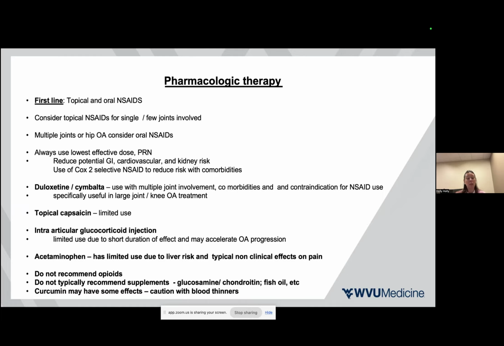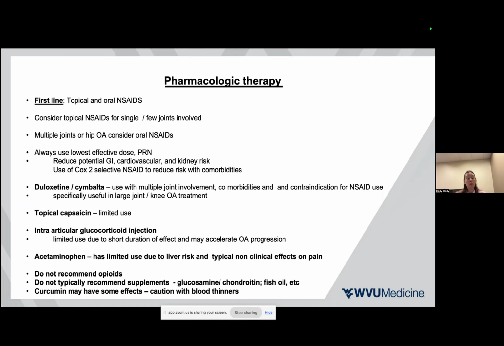Sometimes it can prolong the need for surgery if we're trying to prevent that pathway. But we also know that sometimes repetitive injections may accelerate OA progression. So it may push that severity of arthritis forward and maybe the need for surgical intervention sooner rather than later.